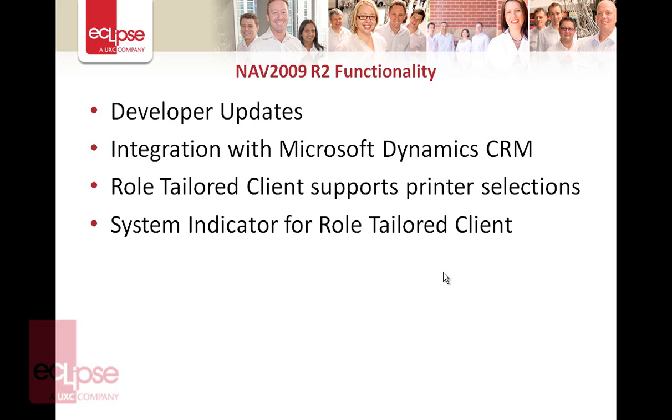There's a system indicator now for the role-tailored client. That's just a small box that sits in the top right-hand corner that's configurable, and you can change that to put your company name in there. You might have it for a test database, and you can change the colours of it as well. So you might want that to come up in red and say test database, and just let you know when you're in the role-tailored client what database or system that you're actually operating in.